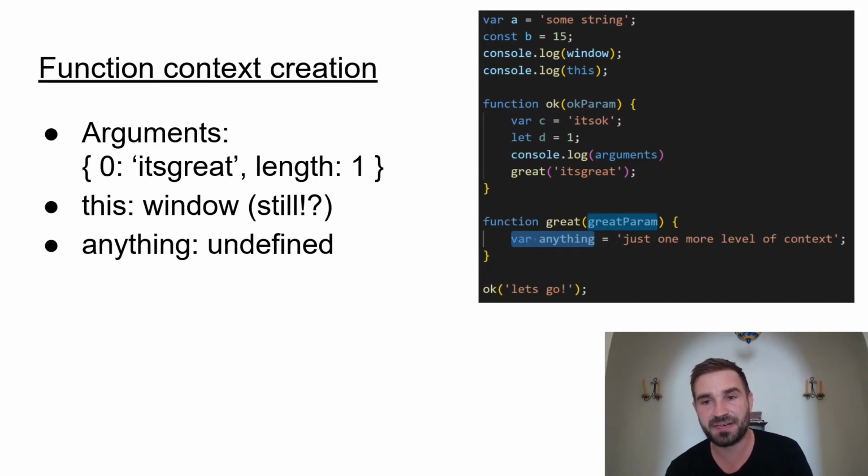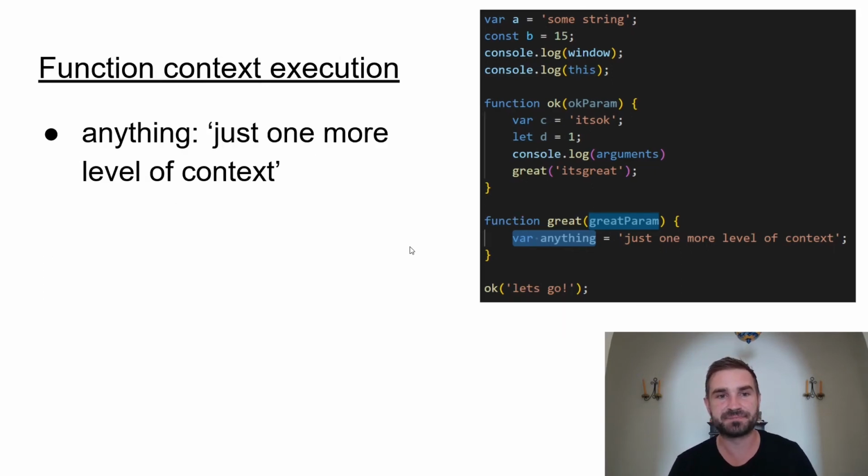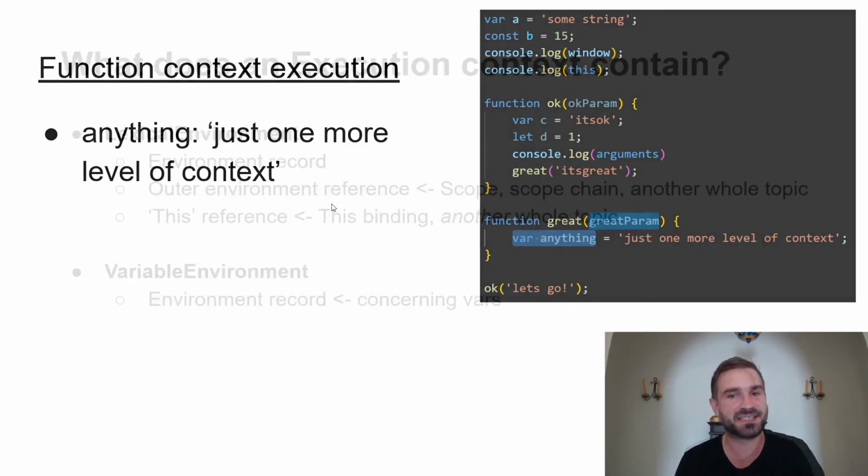This value depends how much you knew already. You might be surprised that, considering great was called inside the OK function, this is still pointing to the window. You might not, but it's worth mentioning. And the variable anything, there's some space made for it, and it's undefined. So for the function execution, there's nothing really happening here. Just one variable being assigned its value.